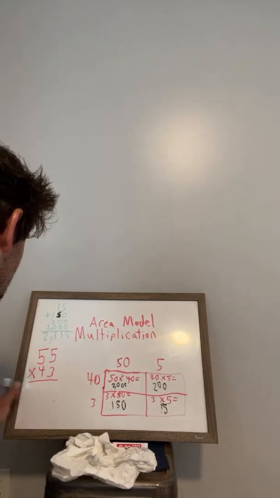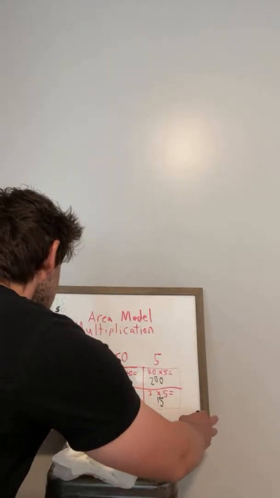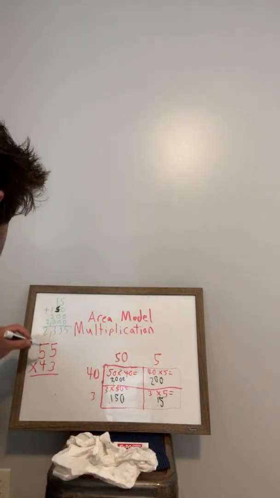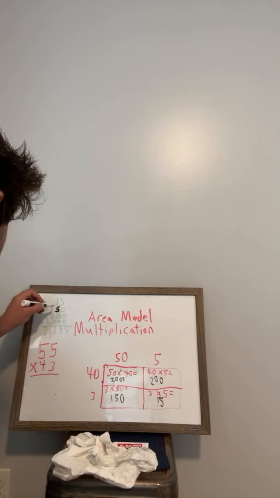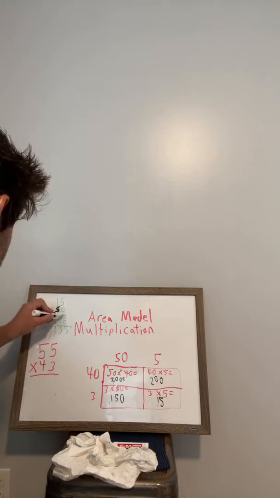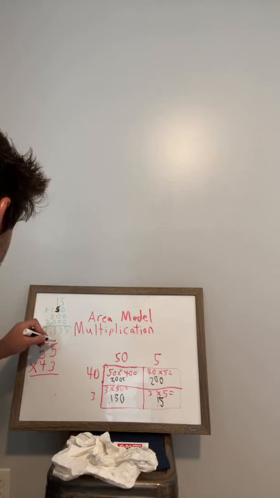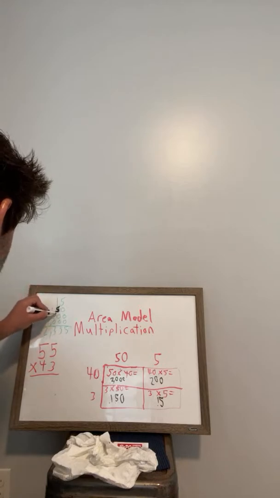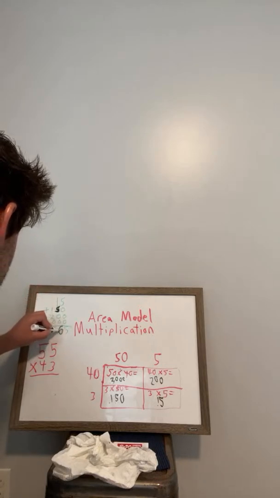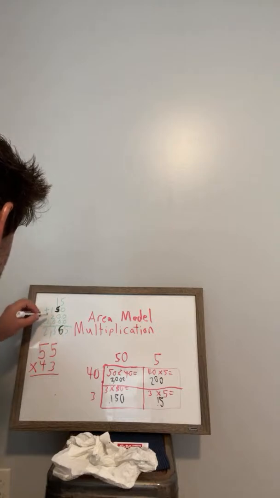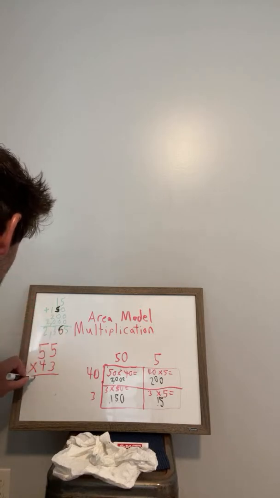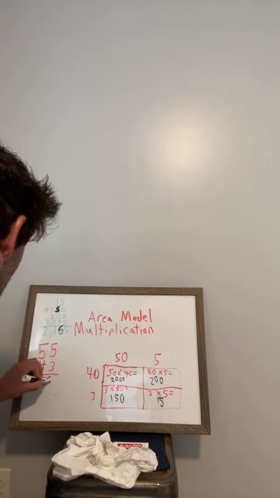Alright, so now I'm going to try it again. So now I'm going to do that final step. See, even grown-ups make mistakes. Alright, 5 plus 0 plus 0 plus 0 is 5. 1 plus 5 is 6. 1 plus 2 is 3. 0 plus 0 plus 2 is 2. So our answer is 2,365.